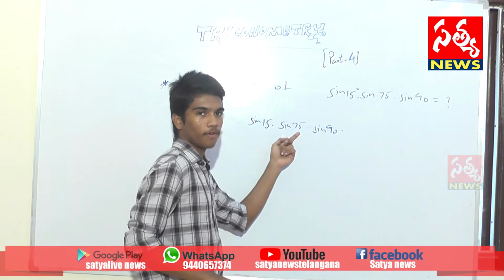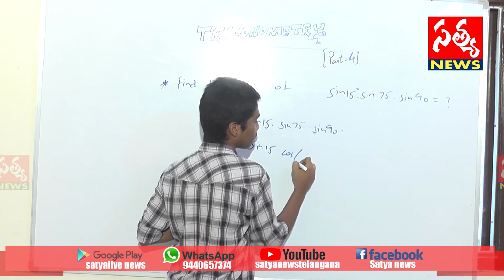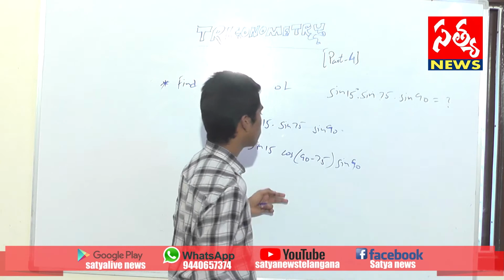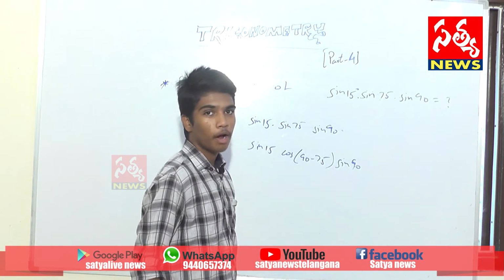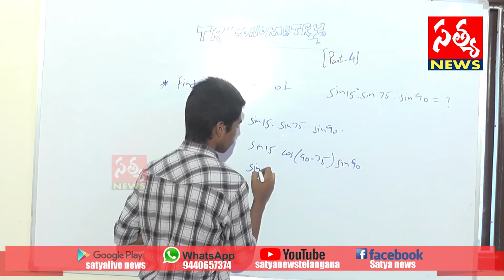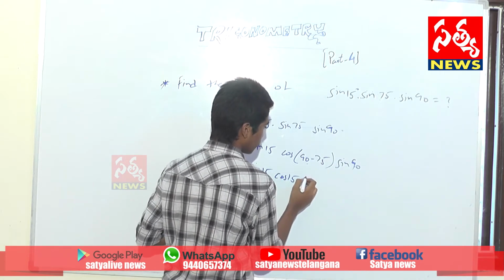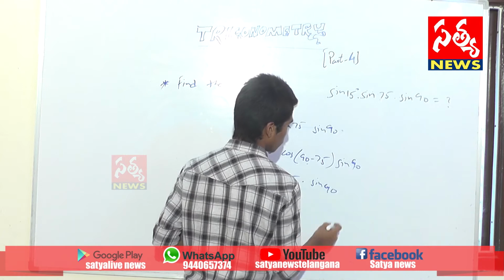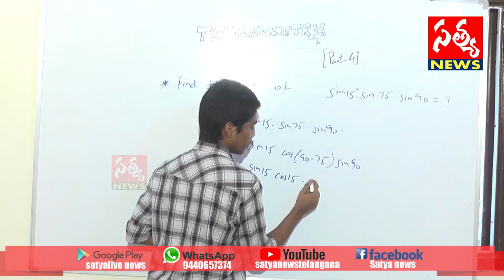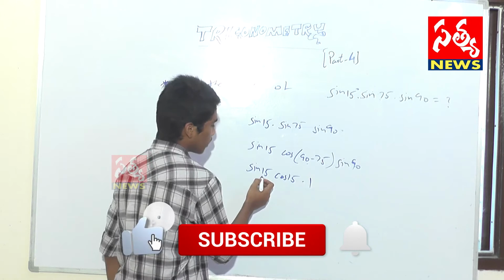See here, you can write sin 75 as cos of 90 minus 75. I discussed complementary angles in part 2, you can check it there. Sin 15 into cos 15, since 90 minus 75 is 15, into sin 90. As sin 90 value is 1, I am writing here into 1. So we have sin 15 into cos 15. See here, the angles are the same.